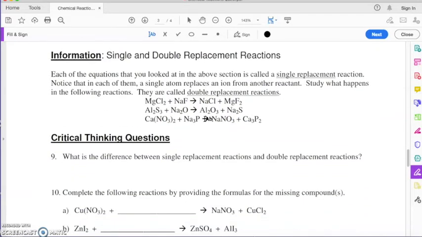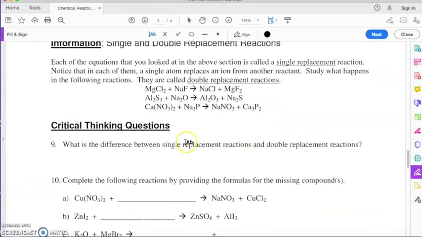Okay, information. Each of the equations that you looked at in the above section is called a single replacement reaction. Notice that in each of them, a single atom replaces an ion from another reactant. What happens in the following reactions? They are called double replacement reactions. Look closely. Compound, compound, make compound, compound, etc., right?